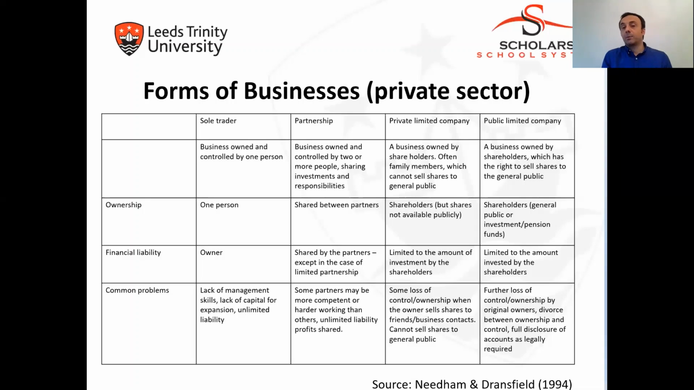But what problems may be faced in a limited company? Unlike the partnership or the sole trader form, it doesn't give 100% control to the shareholders, so there may be some loss of control. And regarding ownership, when the owner sells shares to friends or business contacts, it may be transferred, but they don't have any chance to sell their shares to the general public in a private limited company.